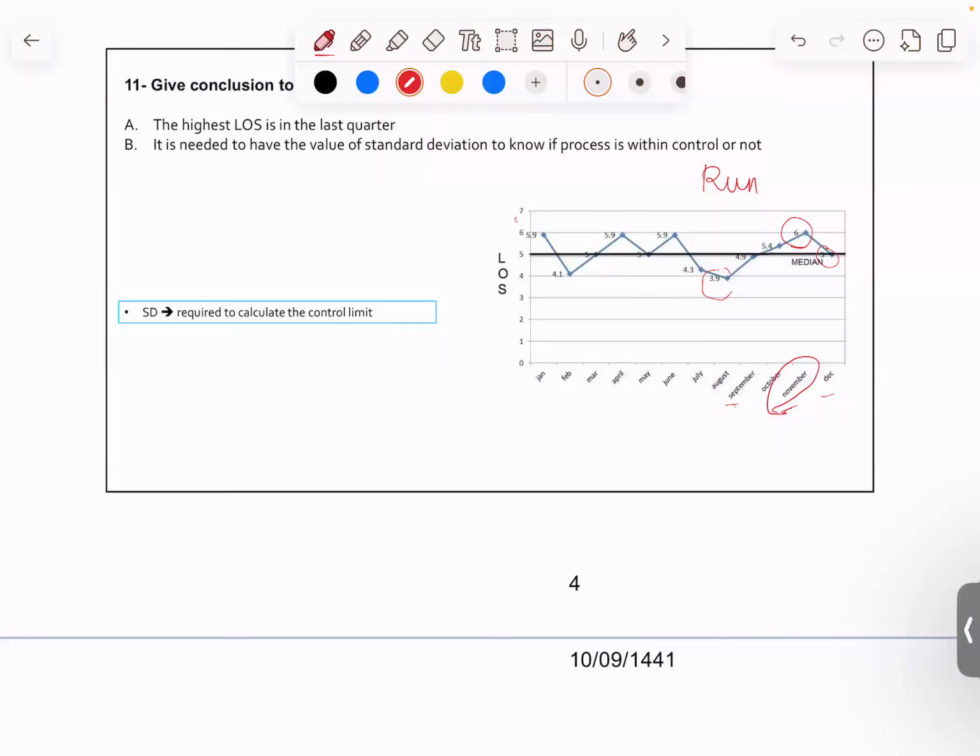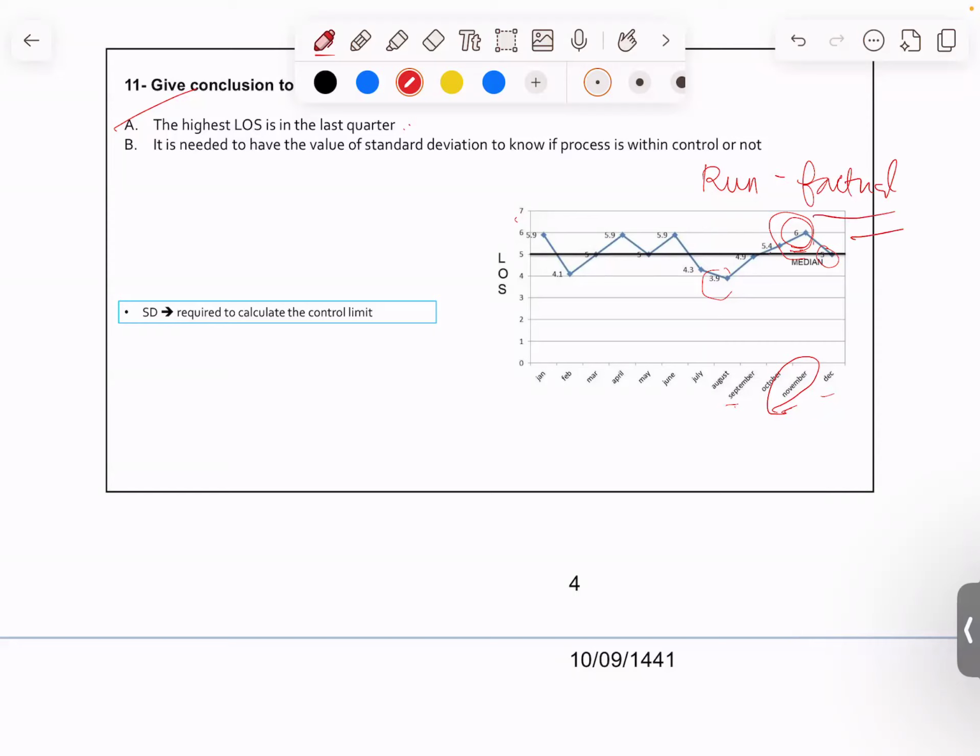Final answer, Radha? B? Yes, B? No, letter A is the correct answer because this one gives us the fact. This is what the graph tells us: that in November it had the peak increase, 5.4. It has a peak. So this tells us the highest load. True, factual.